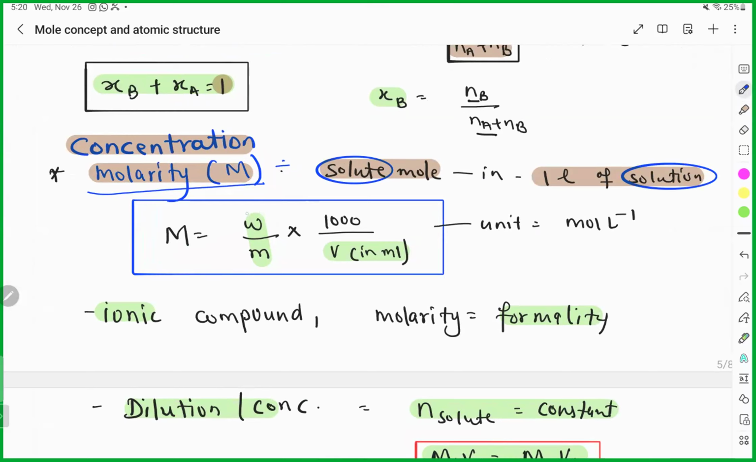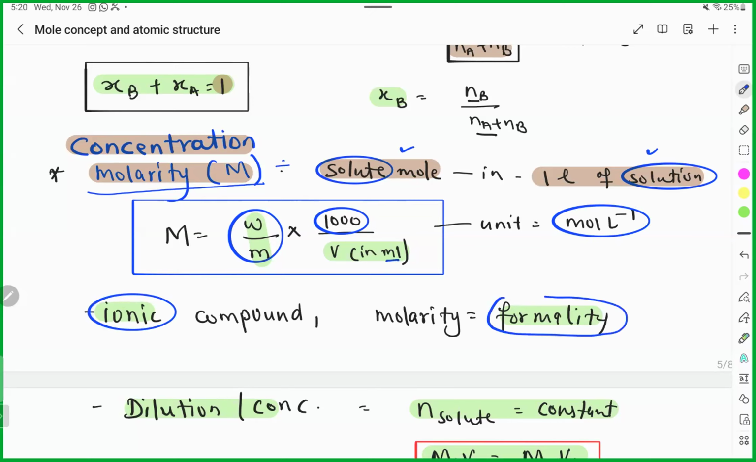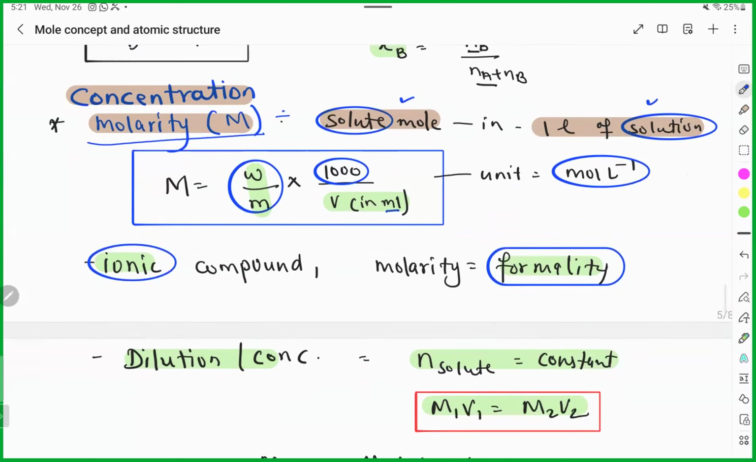So this is the mole, given mass by molar mass. And here, when you take volume in ml, then you will take 1000. You know that mathematically. And that's why the unit of molarity or concentration is mole per liter: solute mole per solution volume in liter. For an ionic compound, instead of normal solution, you use the term formality, but exactly the same thing. Normality and formality are the same thing, but only for ionic compounds.